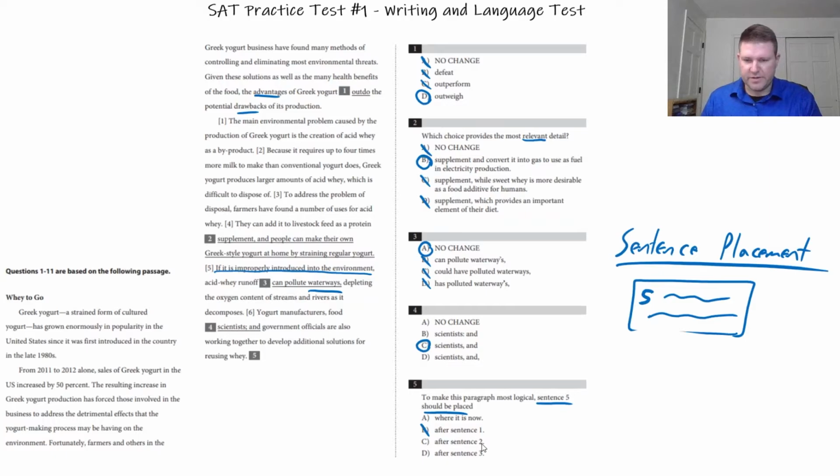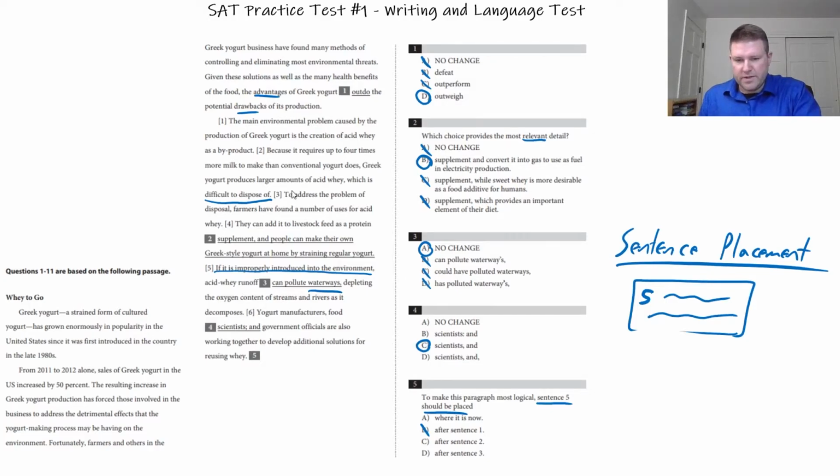And then after sentence 2, because it requires up to 4 times more milk to make than conventional yogurt does, Greek yogurt produces larger amounts of acid whey, which is difficult to dispose of. And then going down to sentence 5 now, if it's improperly introduced into the environment, acid whey runoff can pollute waterways. So sentence 2 ends with, oh, it's really hard to get rid of this acid whey. And then sentence 5 says, if it's improperly introduced, here are all the bad things that can happen, right?